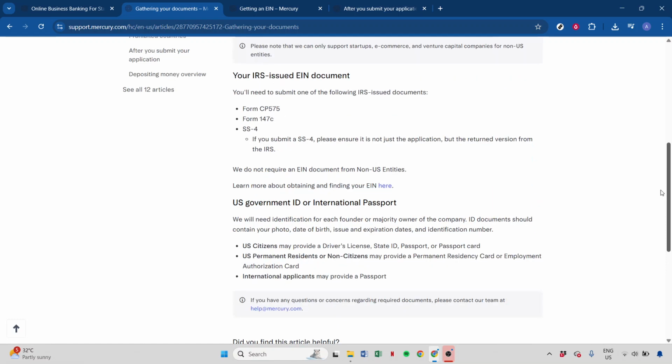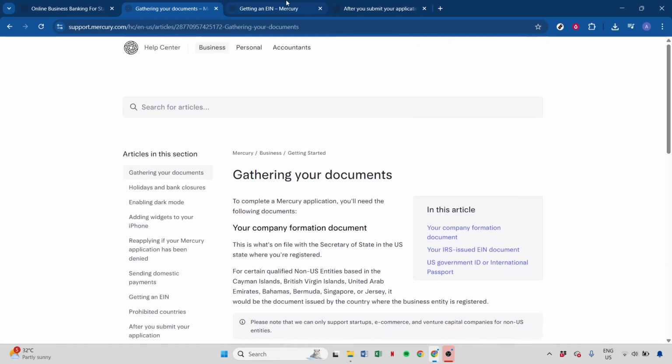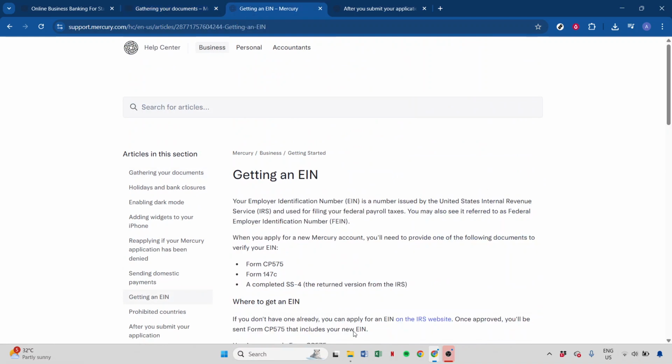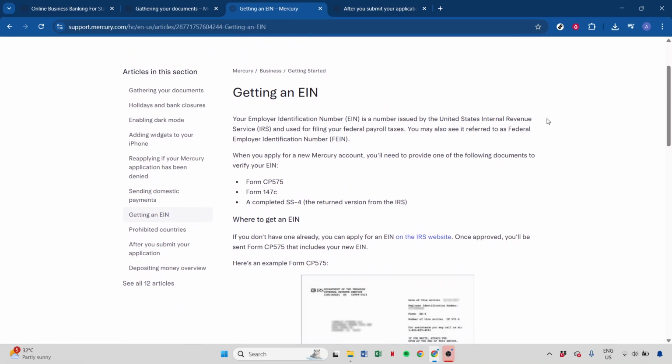Furthermore, evidence of your business activity or a business plan can play a significant role. This is especially pertinent for foreign applicants, as Mercury might want to see some proof that your business is active and planning to contribute to the US economy in some way. It's all about having the right documents in place and ensuring they meet Mercury's requirements.